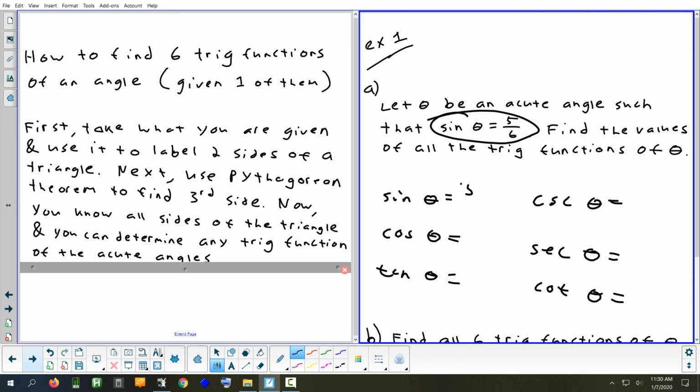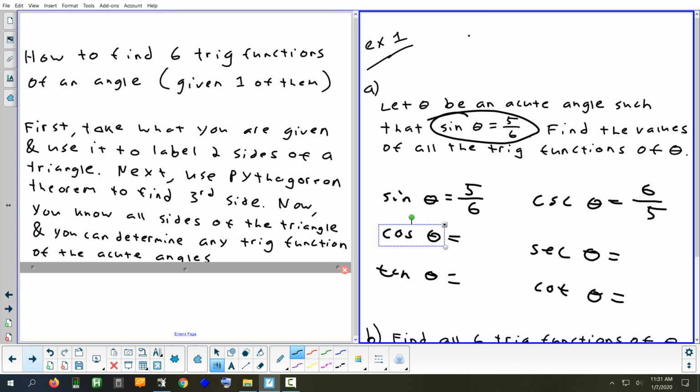So, sine, we already know. That one is 5/6. And technically, what other one could you write down right now without having to do any work, really? 6/5. Which one is that? Cosine. Cosine is going to involve adjacent. We don't know that yet. Cosecant. Those are the only two that you can do without finding the adjacent.